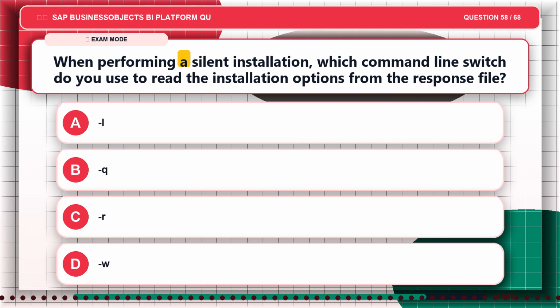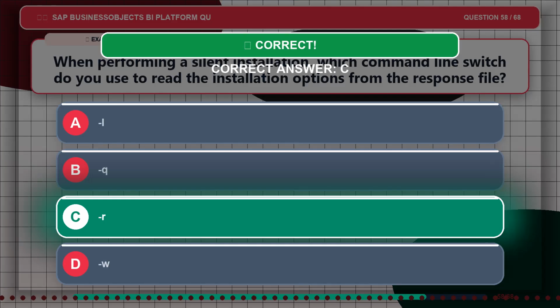Question 58. When performing a silent installation, which command line switch do you use to read the installation options from the response file? Option A, L. Option B, Q. Option C, R. Option D, W. The correct answer is option C, R.